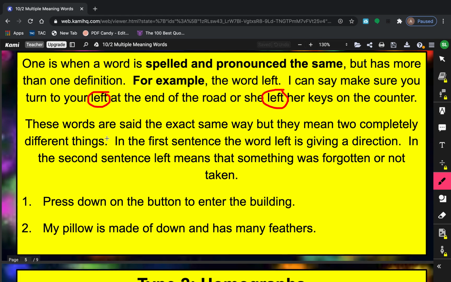So let's look at two more examples. Number one says, press down on the button to enter the building. And number two says, my pillow is made of down and has many feathers. So as you can see, down meaning a direction and down meaning a material or something that is made.